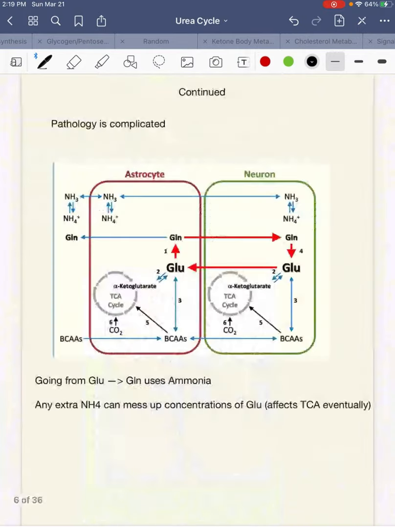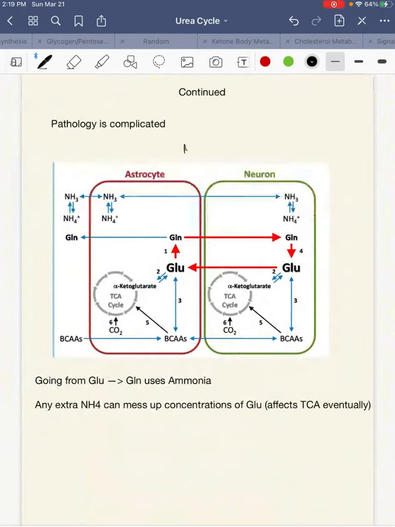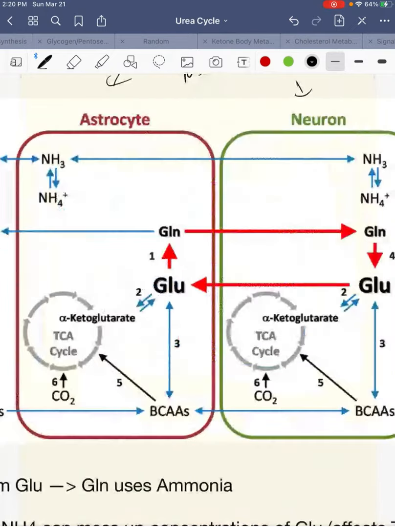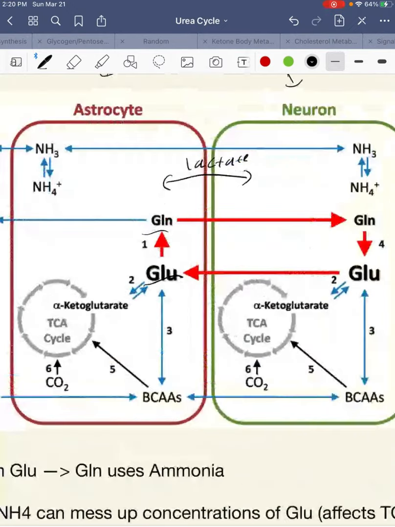Okay, so let's talk about the pathology of how it could cause this. Remember, this is the nervous system, but it can also cause pathology in other tissues. So this is your neuron, this is the astrocyte. Remember, they exchange substrates. One thing that they exchange between each other is, remember, we talked about lactate. The other thing we talked about is they can exchange glutamic acid and glutamine. So glutamic acid and glutamine are two amino acids. Glutamine is just glutamic acid, but it has an extra amino group.